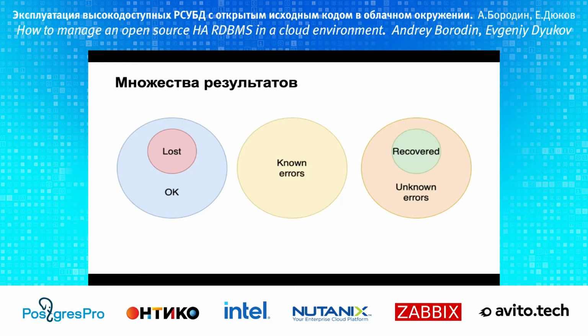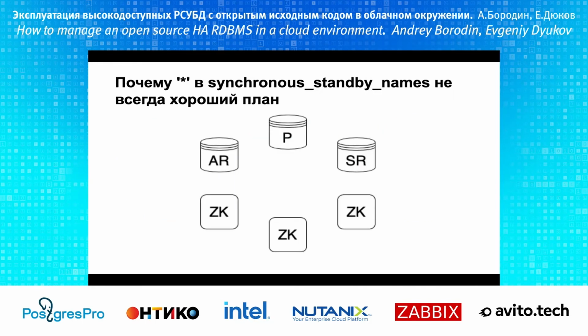Let's have a look at the real bugs which we found by using this approach. Example number one is quite simple. Seven years ago we used an asterisk for the value of synchronous_standby_names.